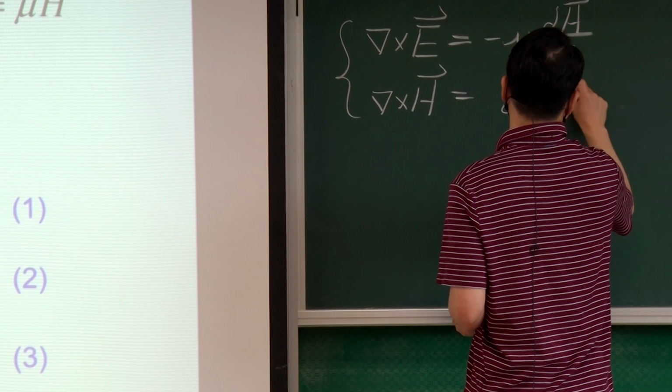Well, taking curl on both sides, double curl of E, we also covered this. This is the definition of the vector Laplacian. Right? Left-hand side, because we're taking the curl on both sides, we have double curl of E. And double curl of E, by definition, is the gradient of divergence of E minus the vector Laplacian of E.